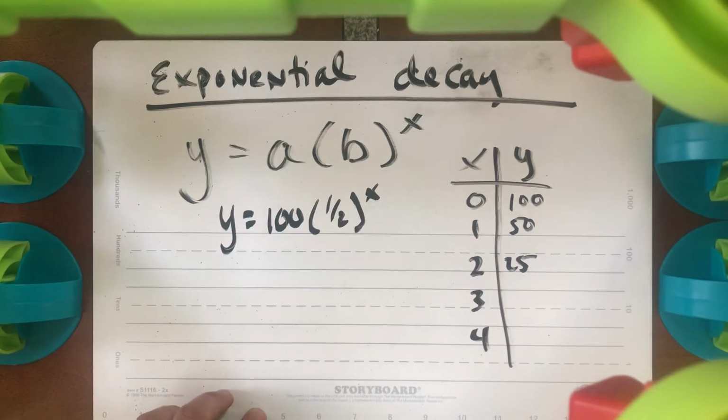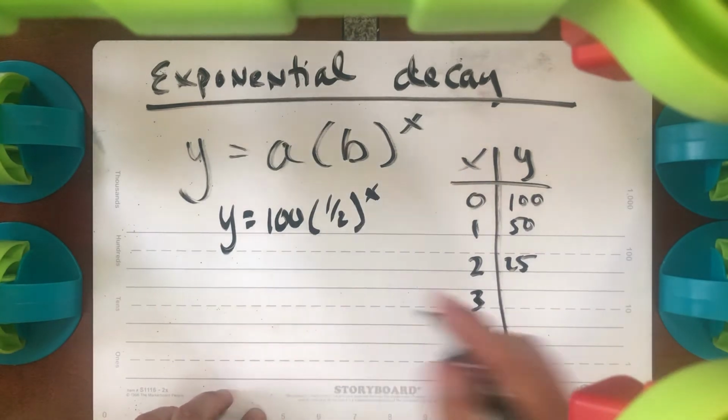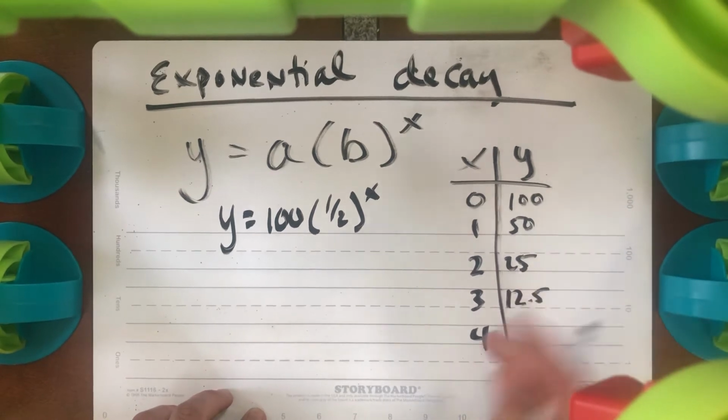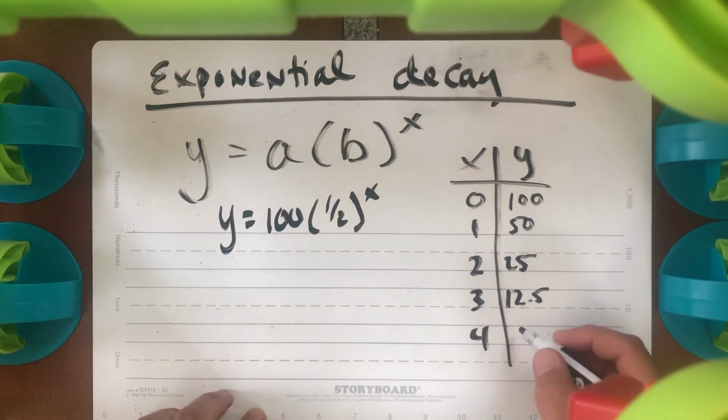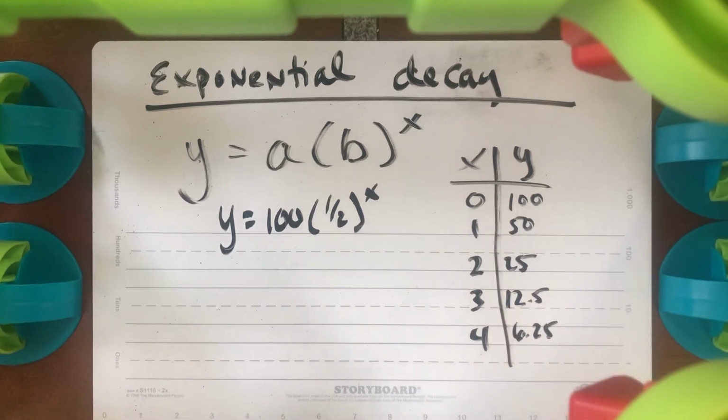Plug in a 3, a half raised to the third power is 1/8. 1/8 times 100 is 12.5. And lastly, we plug in a 4, and a half to the fourth power is a 16th, and a 16th times 100 is 6.25.